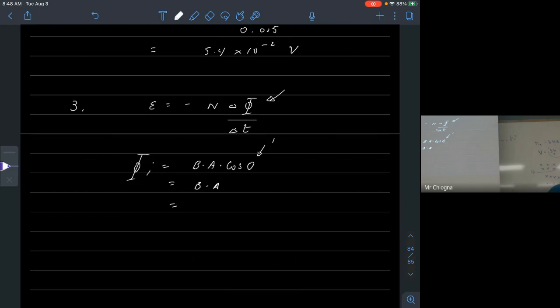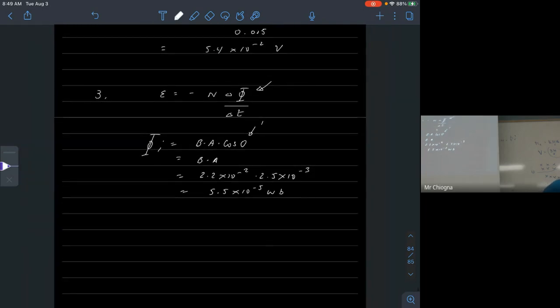Okay, and the area we're already given, that's good, that helps us. Magnetic field is 2.2. Area is 2.5. That works out to be 5.5. Okay, our initial. Final.